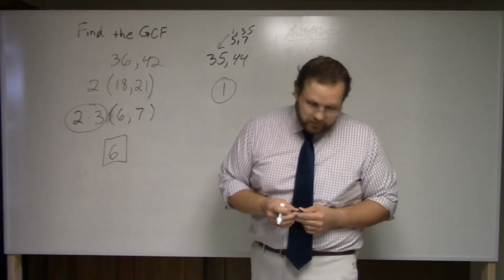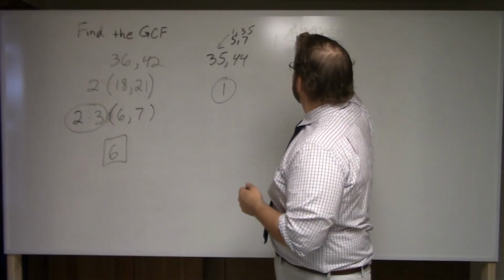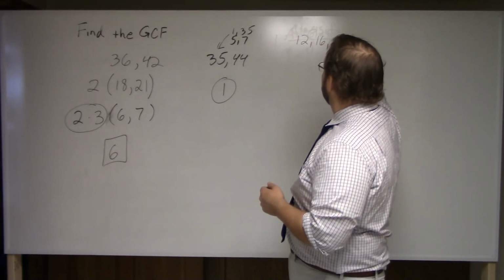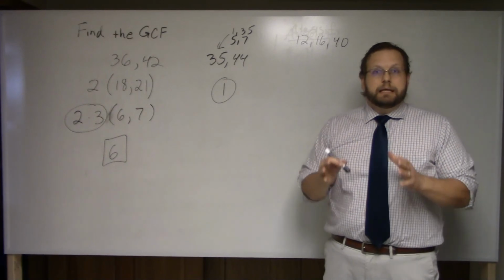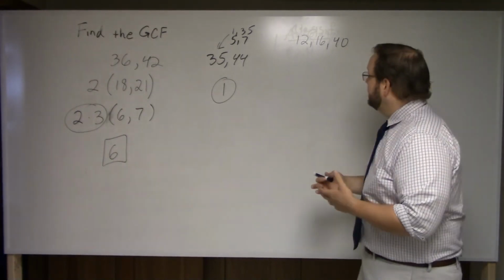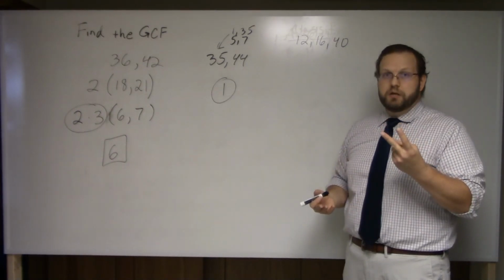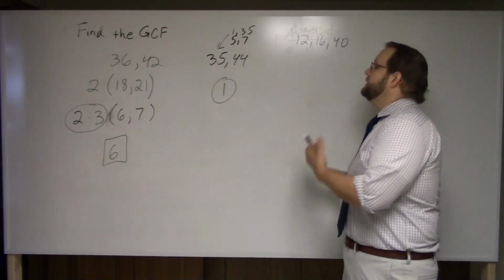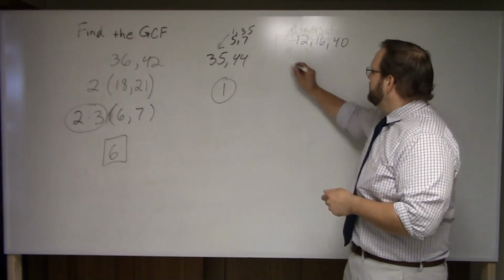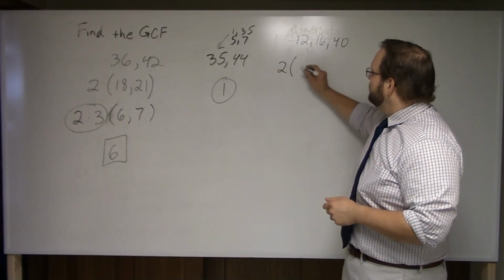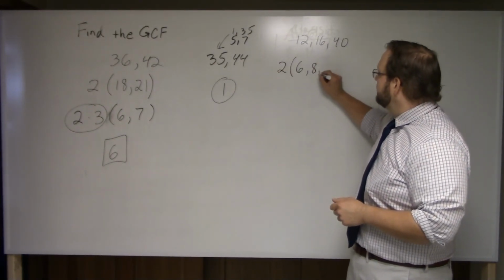One more like this. 12, 16, 40. Same idea, we just got 3 numbers. Same as before though. Look at it, they're all even. So definitely 2. Don't sit there and be like, oh, I think another one, I think another one. Just take the 2 out. Why not? Okay, so I'm going to take a 2 out, and I'm left with 6, 8, 20.